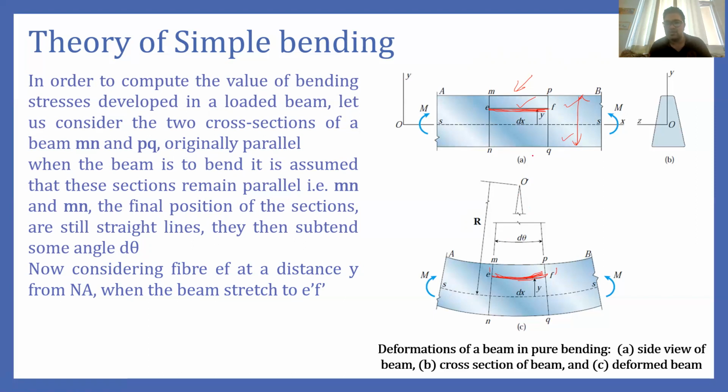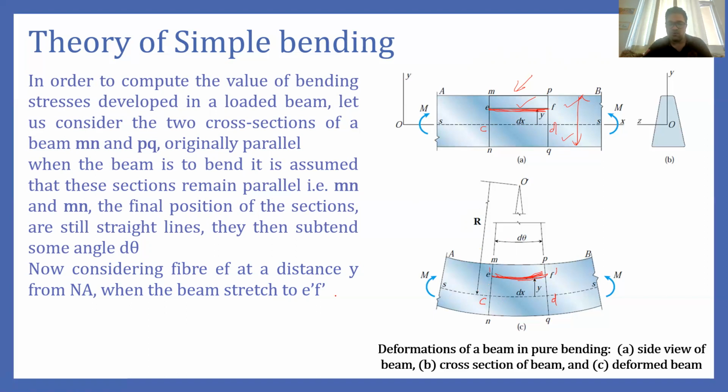Now, the length of the fiber EF is changing, so therefore we can find the strain in this. Also we know that at the neutral axis, the line length is unchanged. So for example, if I name this CD, the CD line before bending and after bending will be the same, but EF changes to E dash F dash after the bending.